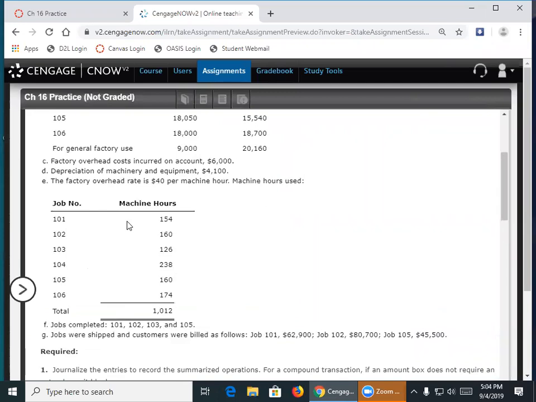And again, this is a lot of information. On F, they tell us in the period we had 4 jobs that were completed, 101, 102, 103, and 105. And then 3 of those jobs were actually shipped and billed to the customers, 101, 102, and 105. Okay. So we're just taking it a little step further. We have a little bit more going on, but the same ideas.